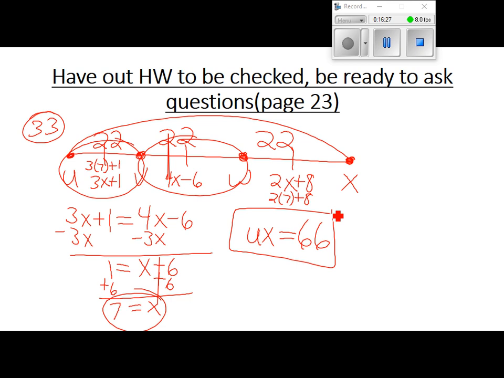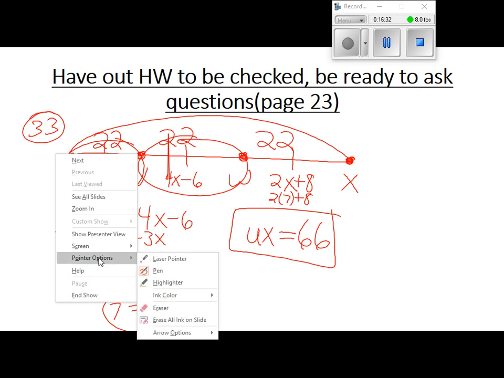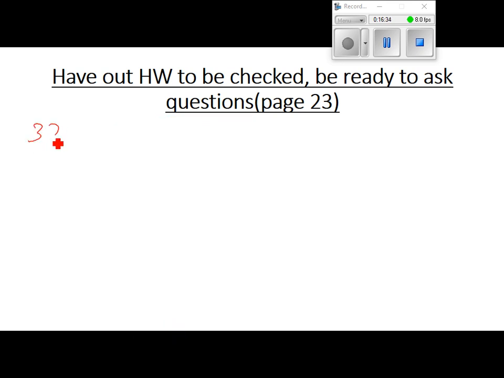32. Do I need to draw this picture on 32? What do we know about those two segments? They're congruent. They're equal. So what equation can I set up? 2x plus 7 = 4x. Does everybody agree with that? Ignore that stray mark going up through there.